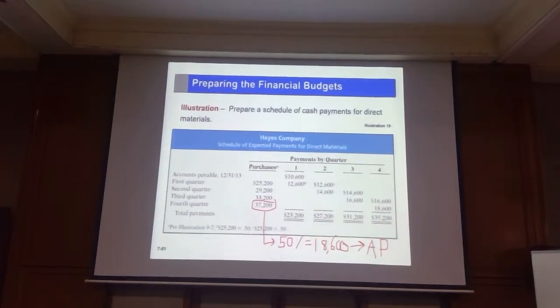So this is the cash payment schedule, okay? You make the purchase, but you don't need to pay right away. It depends on how you make the deal with the supplier. You may pay 50-50 or you may pay 60-40. It depends on your agreement, okay? So this is the cash payment schedule.